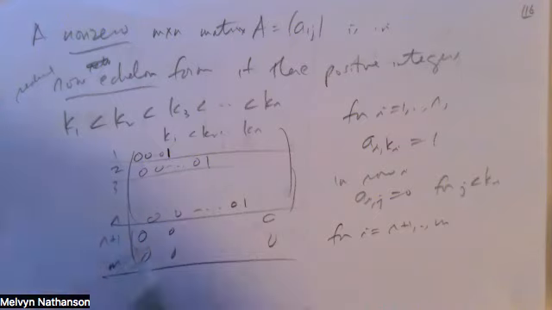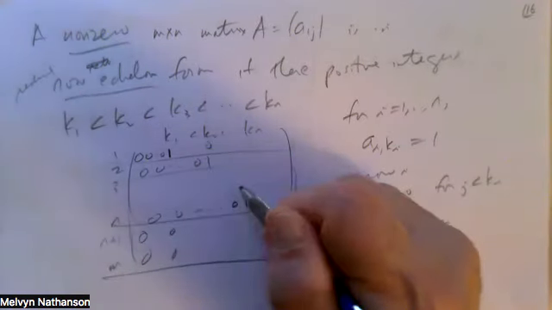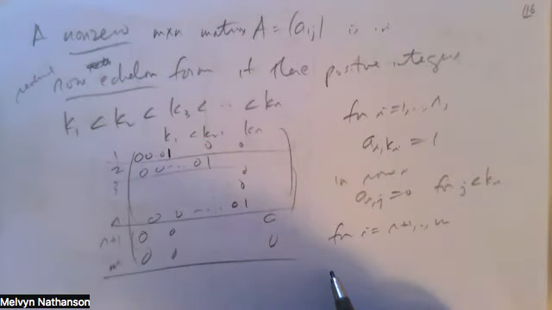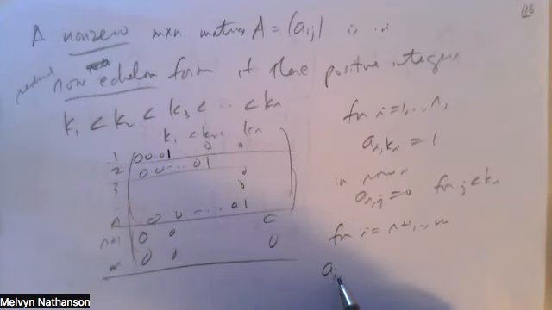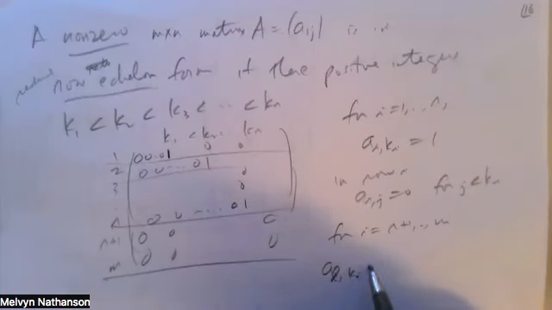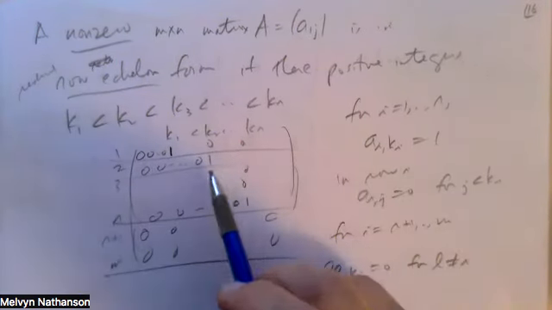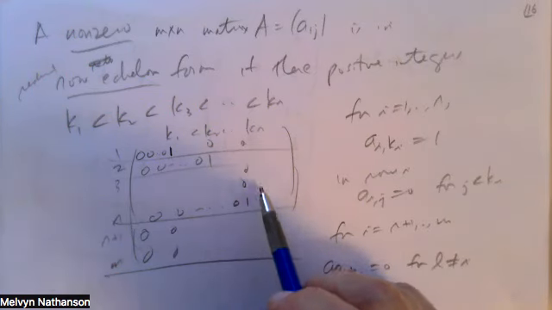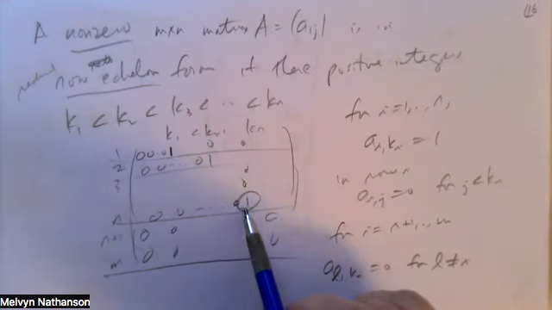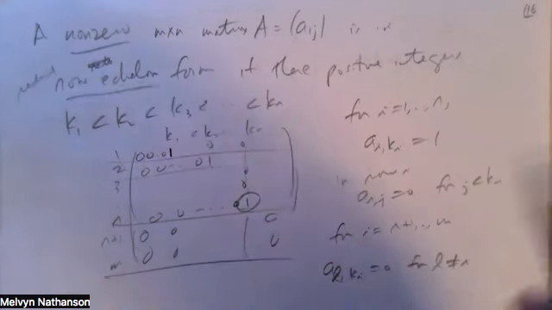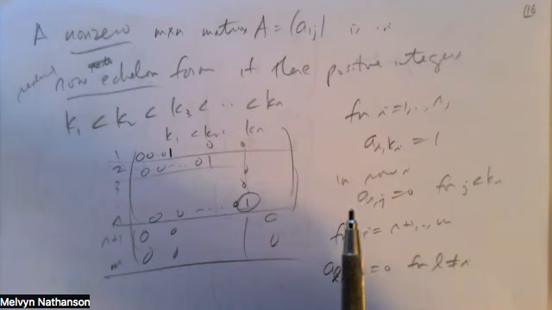And above and below that 1, they're all zeros. So a sub L, k sub I is 0 for L different from I. So in the ith row, you have a 1 in the k sub ith place, and everything above and below that is 0. That's what it means to be in reduced row echelon form.